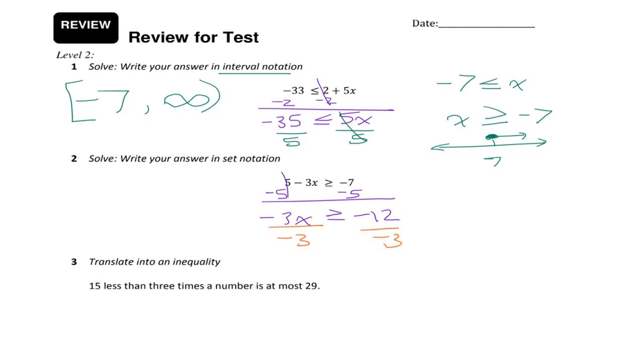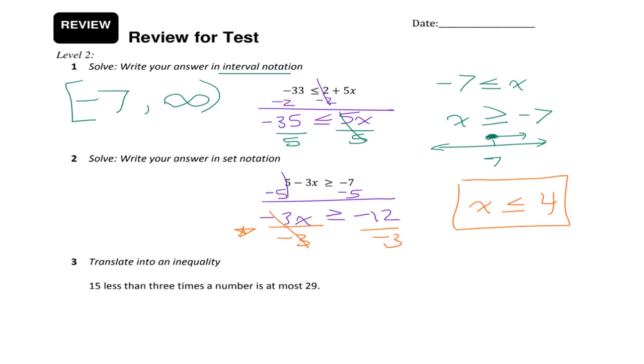Right here, I'm going to give myself a star to remind myself, hey, I just multiplied and divided by a negative number. So my inequality symbol will change. It will flip around. And here is my answer in correct set notation. So again, you should know the difference between set notation and interval notation. And then the final question on this page that we're doing together right now, and we'll do the rest of it in a second, is translating.